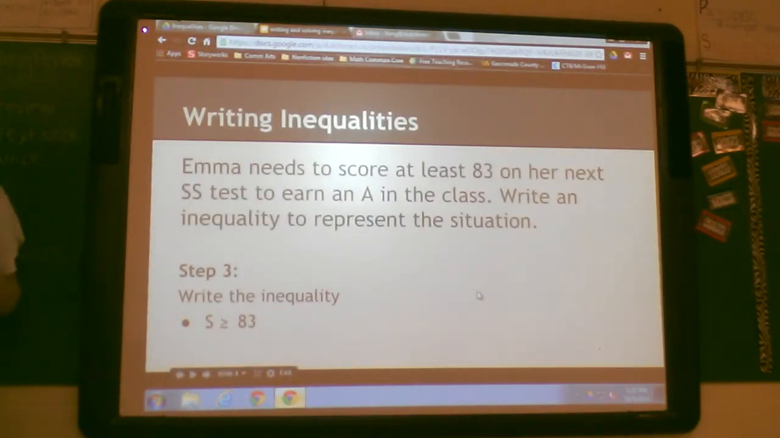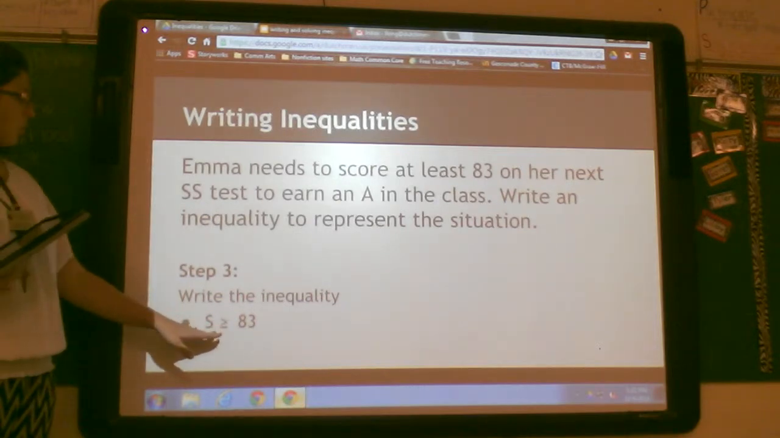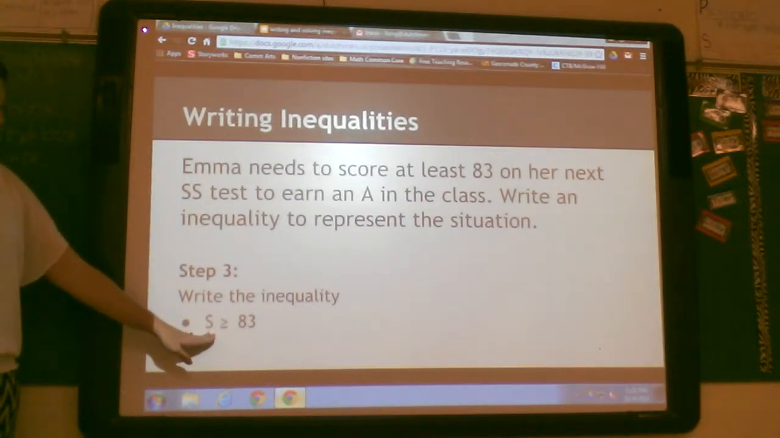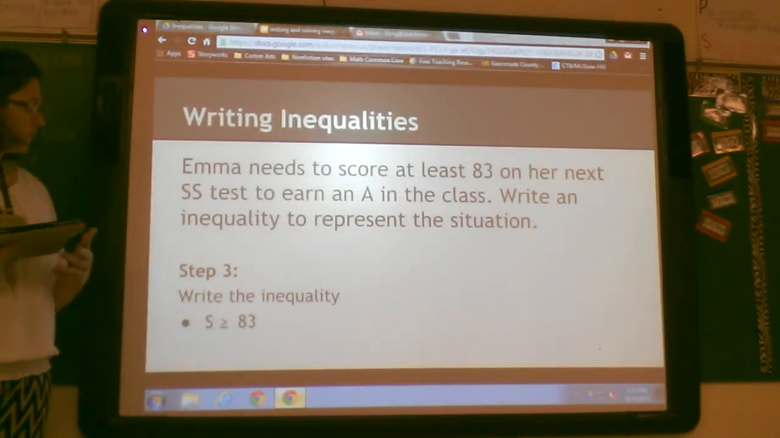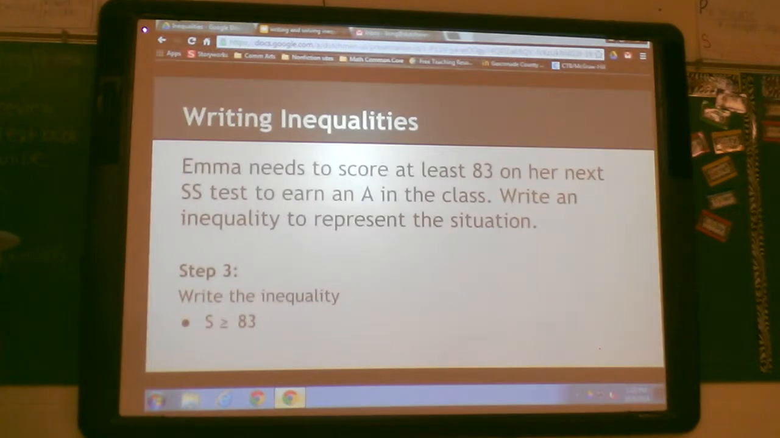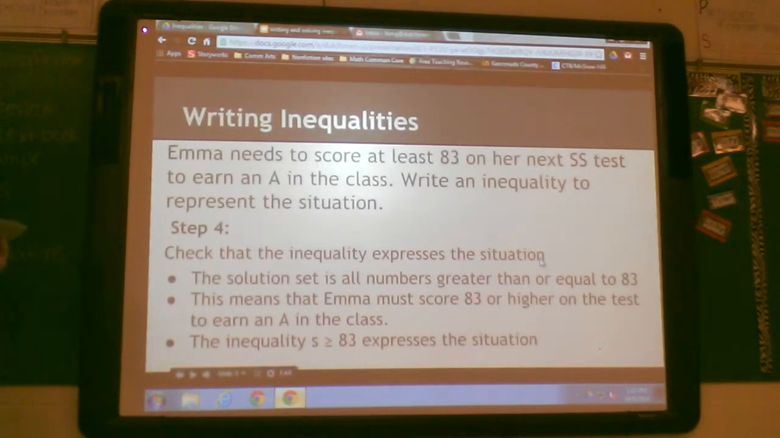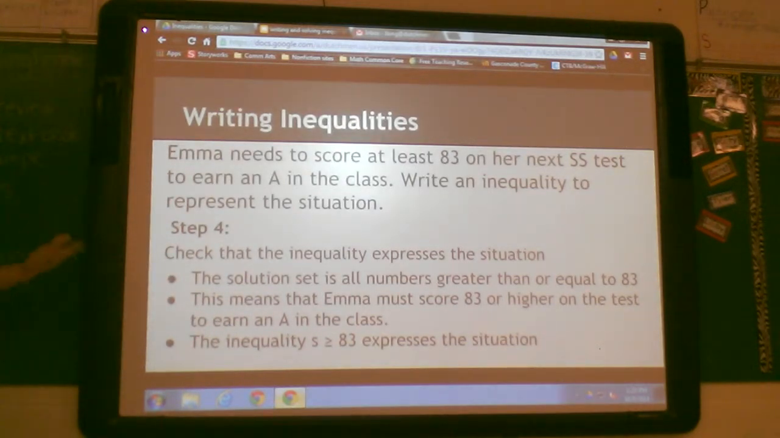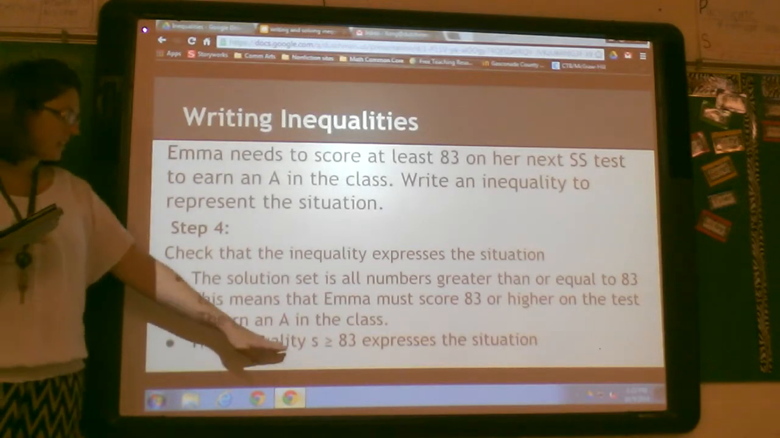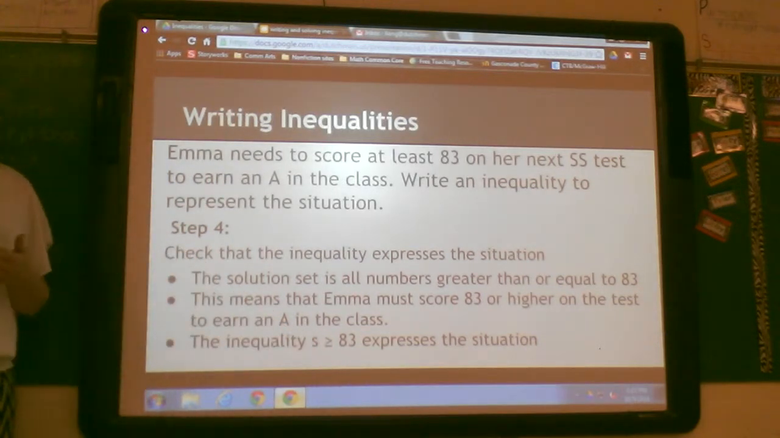Step 3, we need to now write the inequality. So we start with S for the score, and it needs to be greater than or equal to 83. So S greater than or equal to 83 is our inequality. Then we need to make sure that the inequality expresses the situation. The solution set is all numbers greater than or equal to 83. This means that Emma must score an 83 or higher on the test to earn an A in the class. The inequality S is greater than or equal to 83 expresses that situation.